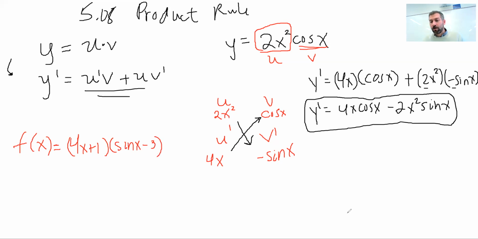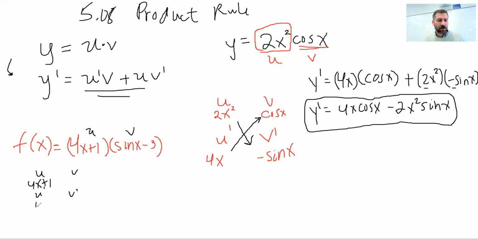Let's say f of x, and we'll try another one here. We'll do 4x plus 1, put that in parentheses, times, I don't know, let's get crazy, sine of x minus 3. Clearly you can see that we have two functions being multiplied together. So what I would do here is I would annotate u and v. I know that I need to use a product rule because I have two distinct functions being multiplied. And then I would annotate my u, my v, my u prime, and v prime. So my u is going to be 4x plus 1.